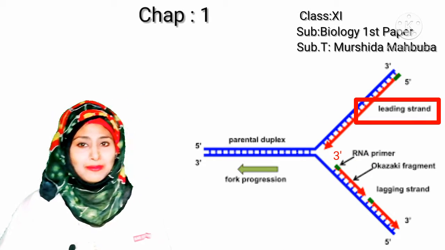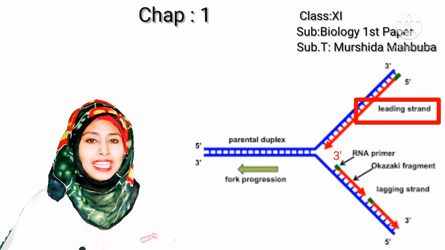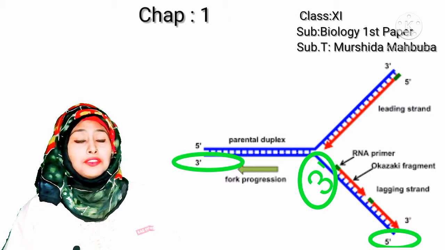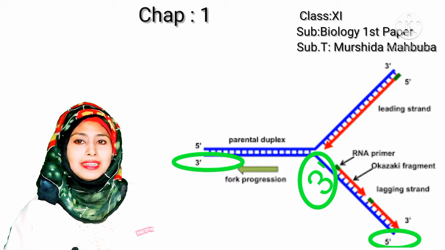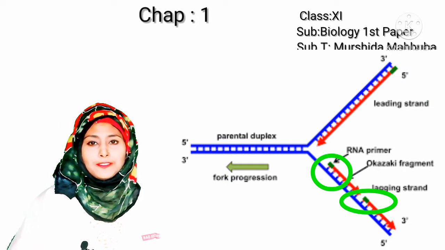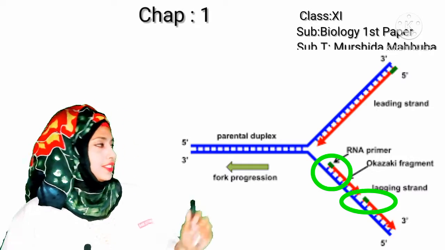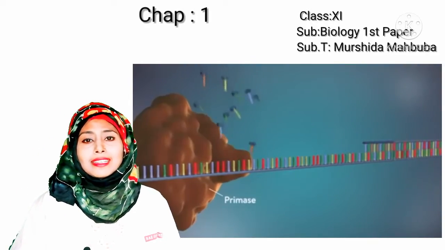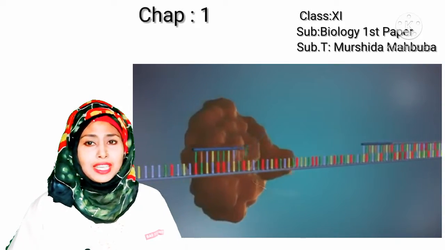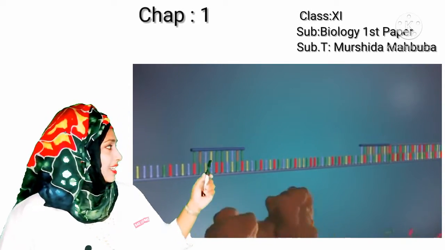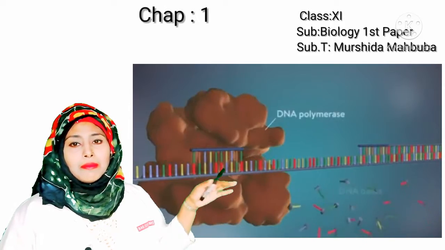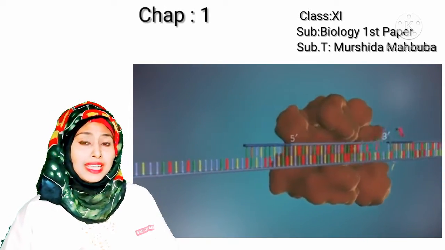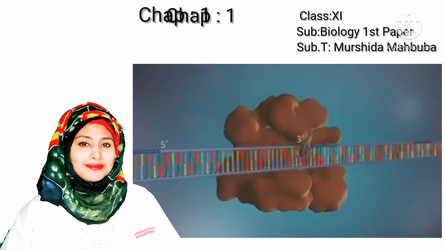The other template strand of DNA is oriented in the 5' to 3' direction. Numerous RNA primers bind at various points of this strand's 3' end. Primer acts as the starting point of DNA synthesis. Then DNA polymerase enzyme makes the DNA strand. This DNA strand is known as lagging strand.